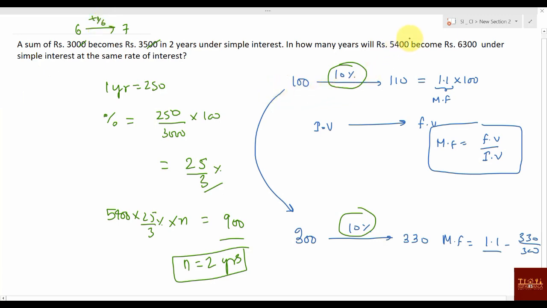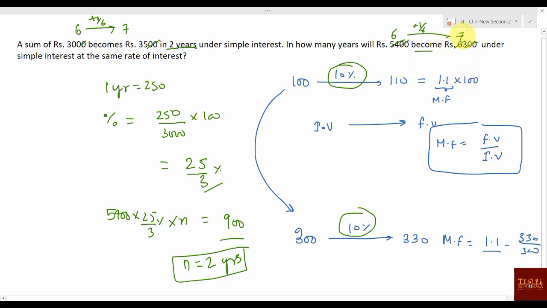Now check here, 5400, 6300, what is this? 54 is becoming 63. Now this is 9, 9 7s are 63, 9 6s are 54, so 6 is becoming 7. How much change is happening? Plus 1 by 6. Plus 1 by 6 here also. It is plus 1 by 6 that is happening in 2 years. So here also it will happen in 2 years.